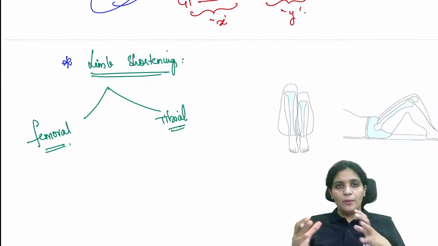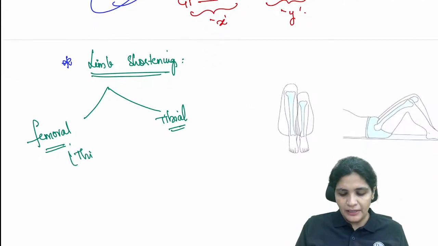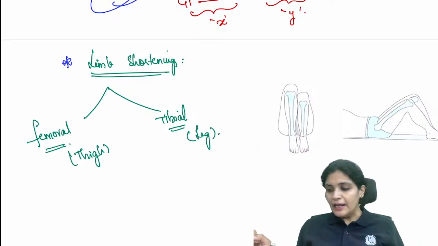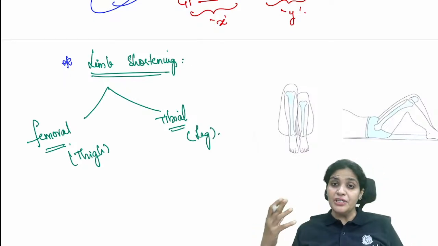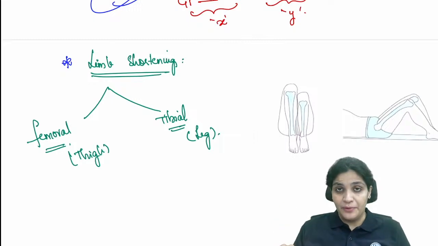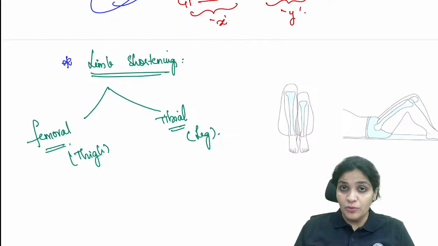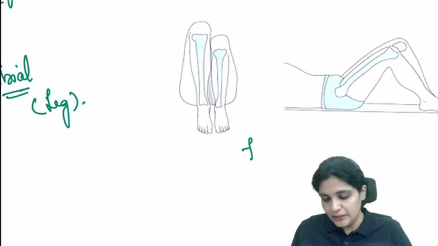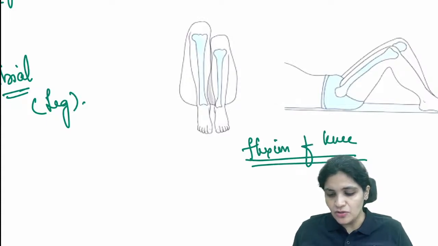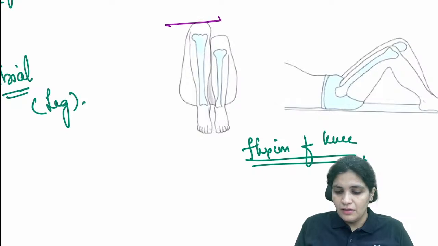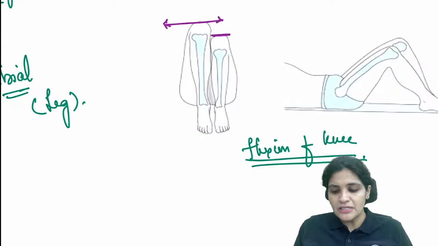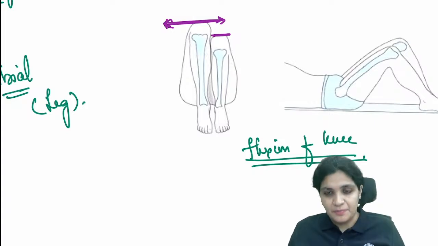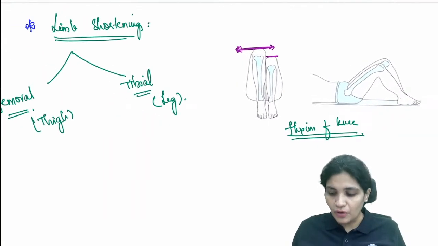So you know there are two components, right? This is the thigh component and this is your leg component. Sometimes we individually measure the thigh component and the leg component. But usually we use this test, flexion of the knee, and then we see the heights of the knee, right? This is at a lower level, this is at the higher level. Whenever you see this discrepancy, this is mainly because of the femoral shortening.